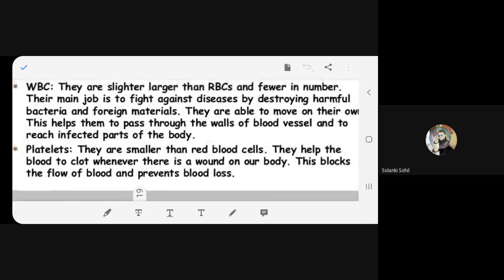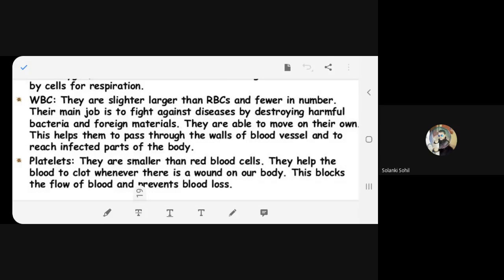The last one is platelets. They are smaller. So which one is the bigger cell? WBC, then RBC, then platelets. So platelets are the smallest of the cells, and help in clotting of the blood whenever there is an injury on the body. So it prevents extra blood loss whenever there is a wound.